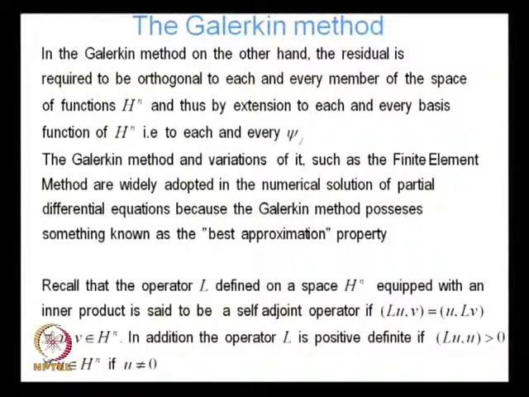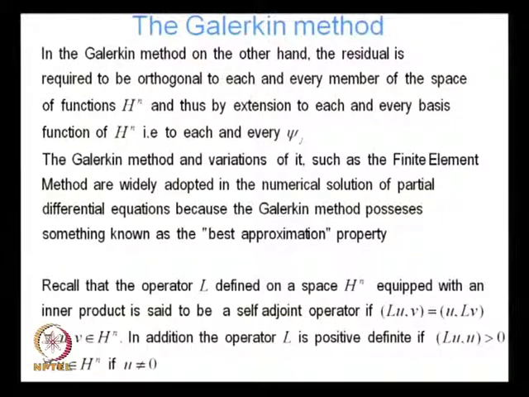Because the Galerkin method possesses something known as the best approximation property, and by extension, since the finite element method is also a Galerkin method, there are variations, but let us assume that. So, it is a Galerkin method, it also possesses the best approximation property.